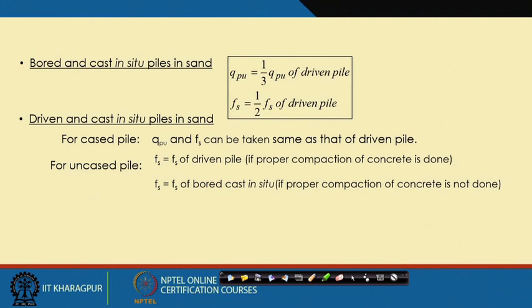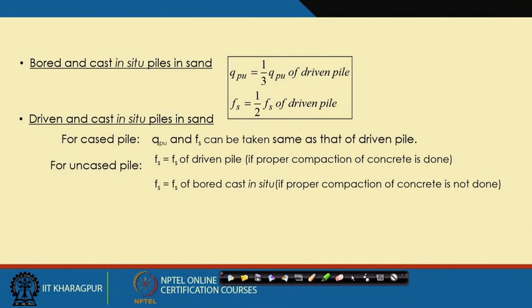Cast in situ can be of 2 types, one is driven, another is bored, and the driven cast in situ can be of two types, one is cased, another is uncased. Okay. So, for the driven cast in situ cased pile, the QPU and Fs will be the same as the driven pile, but for the uncased pile the Fs will be equal to the Fs of the driven pile if proper compaction of the concrete is done, and will be equal to the bored cast in situ pile if proper compaction of concrete is not done.